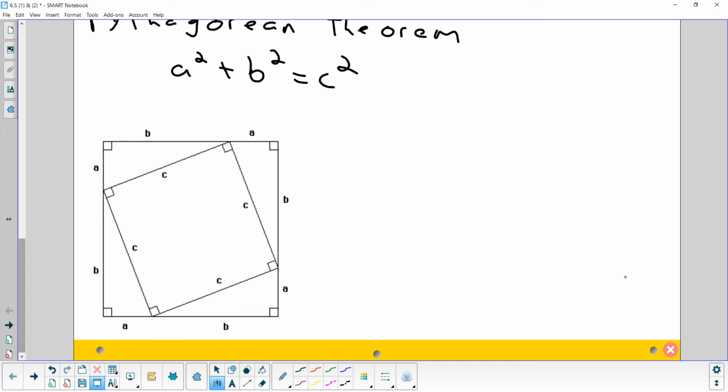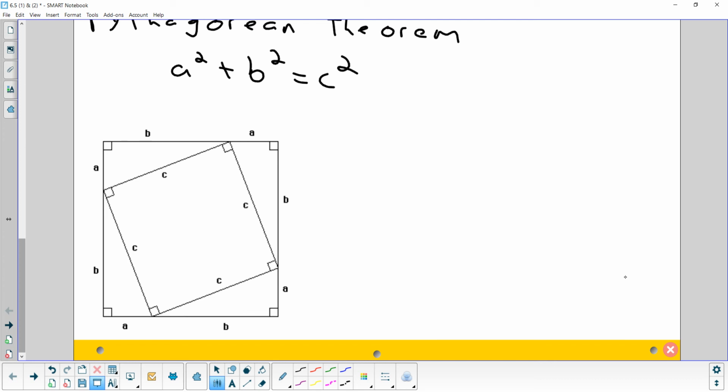And what I want to do is find the area of the inner square, but I want to do it two different ways. All right. So what's the formula for the area of a square? Sophie? Length times width. Yeah, length times width, or just the side squared, because the sides are the same.